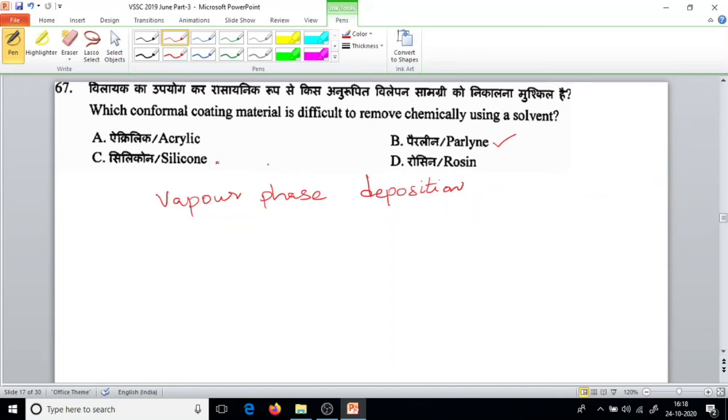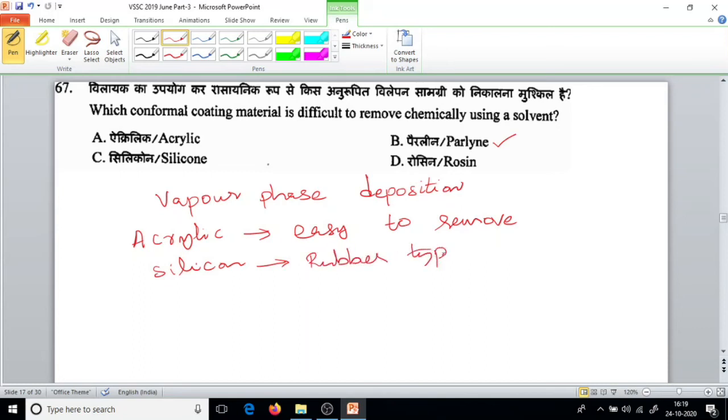The silicone is somewhat rubbery, but it will be good against chemical moisture. Okay, which of the conformal coating materials is difficult to remove chemically using a solvent? Answer is option B, parylene. Acrylic is easy to remove. This coating is easy to remove. The silicone is somewhat rubber type. They could ask any questions related to this conformal coating. Okay, so we'll go to the next question.